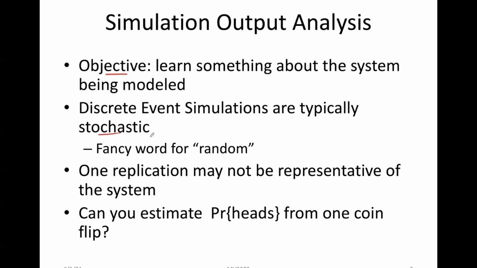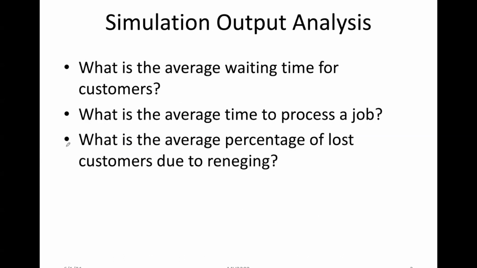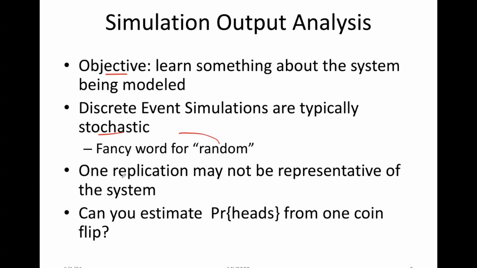Okay, stochastic is just a fancy word for random. As you may have noticed, we academics never use a large word when a diminutive one will do. Okay, so the point is, hopefully I've convinced you that one replication may not be representative of the system. And again, just keep this one in mind: can you estimate the probability of heads from one coin flip?